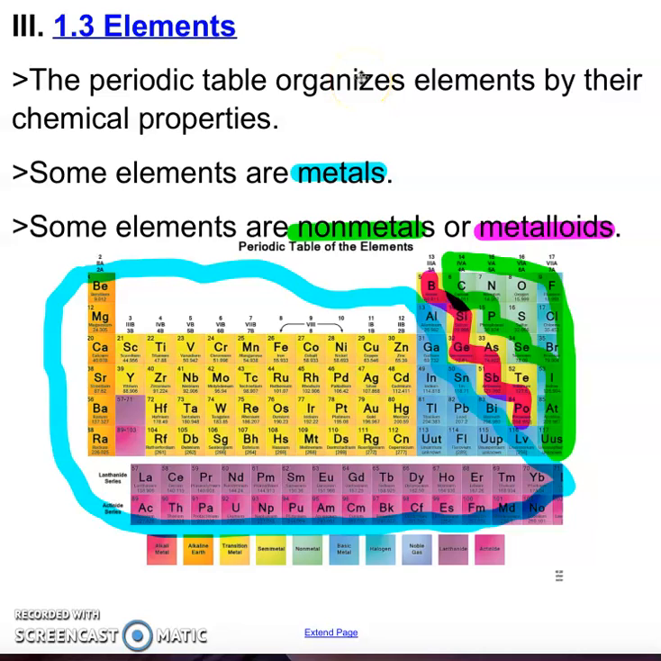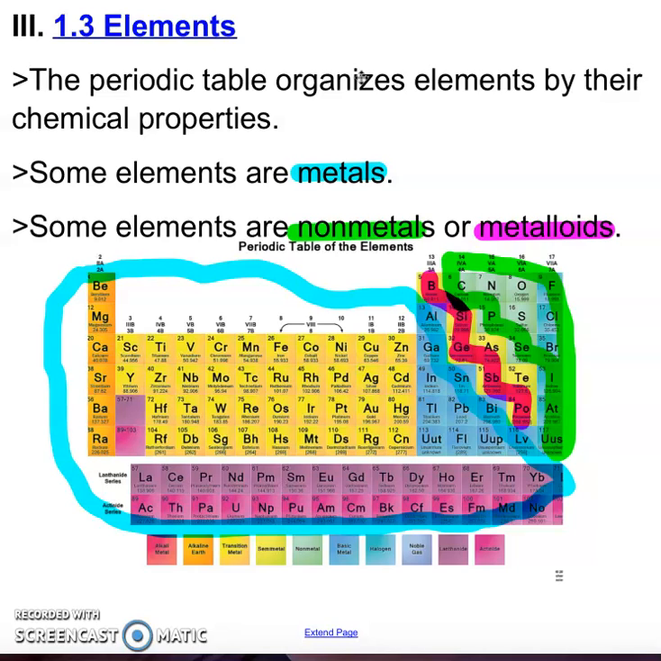Today I'm going to cover section 1.3 titled Elements. I find it's weird they include this section in chapter 1 because later on in the semester they actually have a whole chapter dedicated to the periodic table. So this is like a preview, and we're just going to do our element project and kind of just get it over with. So here are elements.